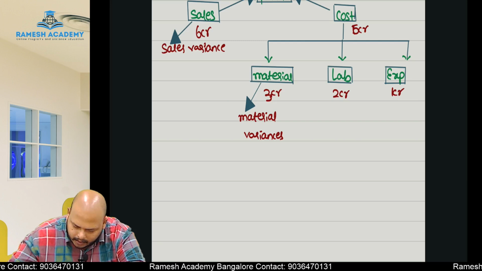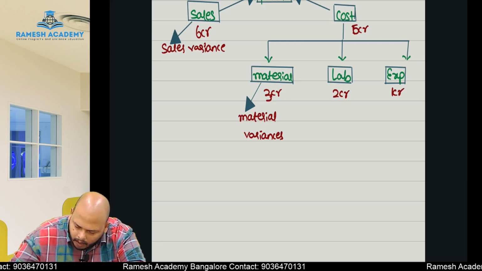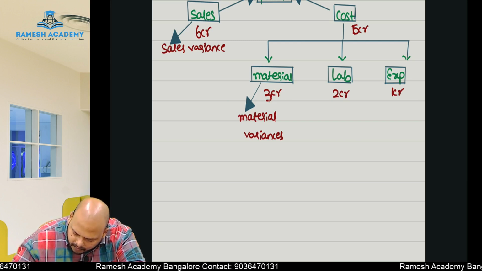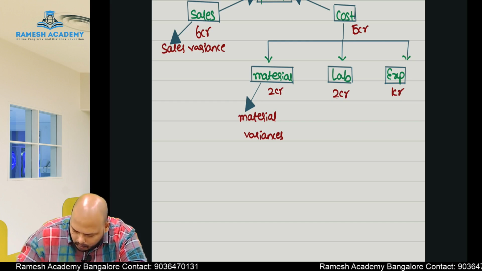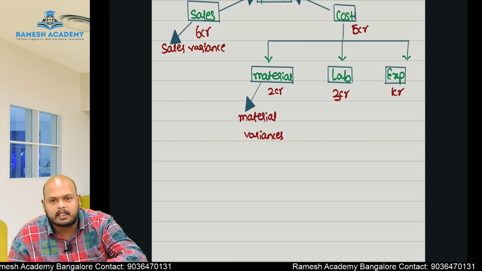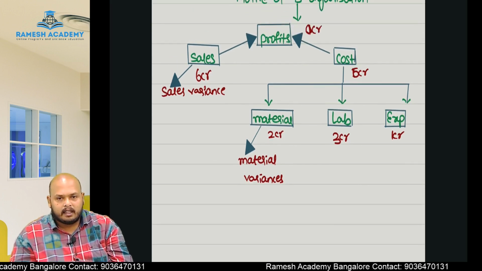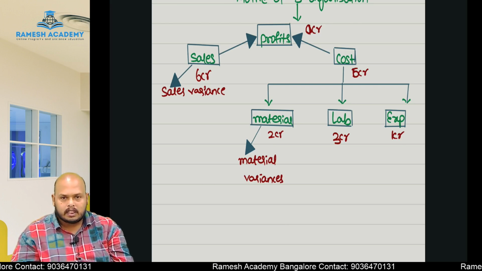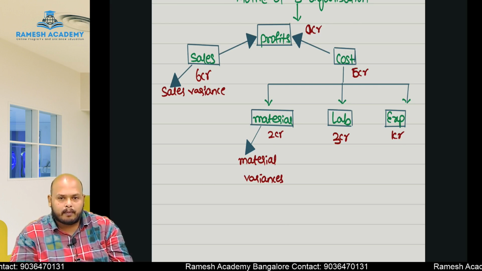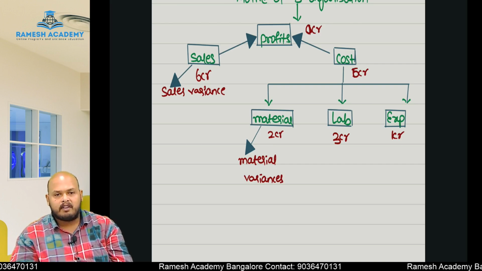Okay? Next, in the same way, now I am bringing the material back to the original figure of 2 crores. Now I am increasing the labor cost from 2 crores to 3 crores. Now again, what is the total cost? 6 crores. What is the impact on the profit here? 0.